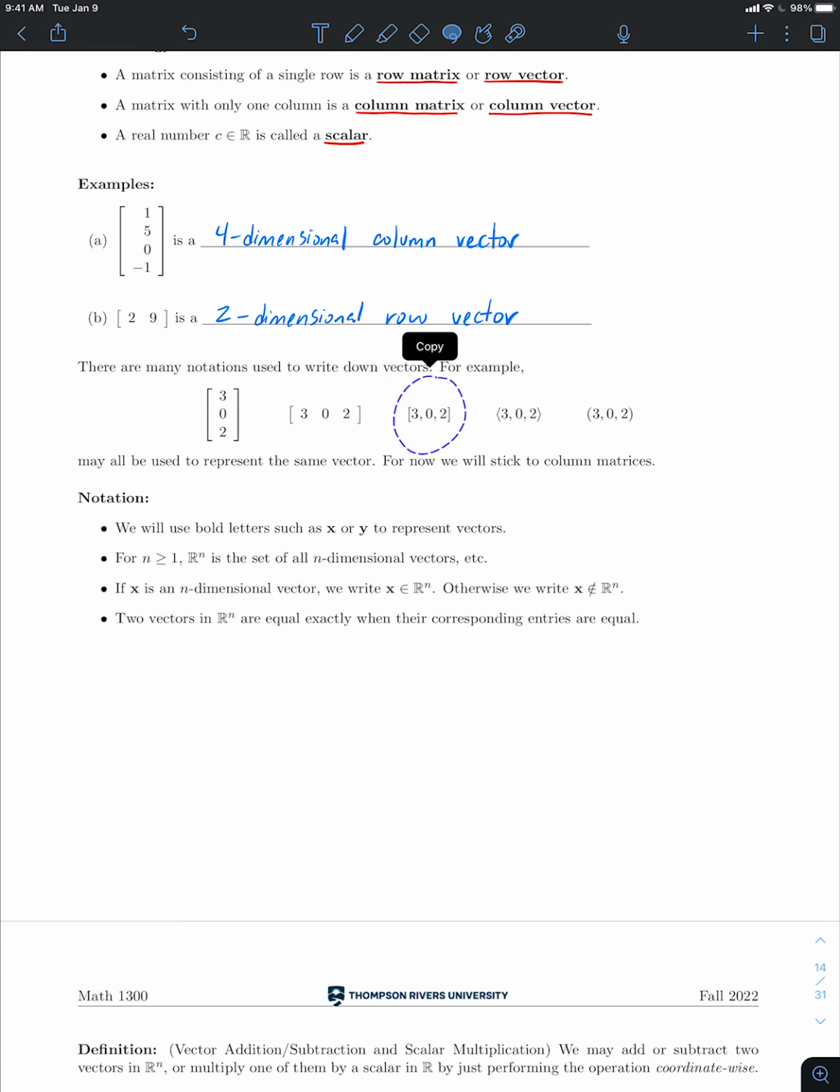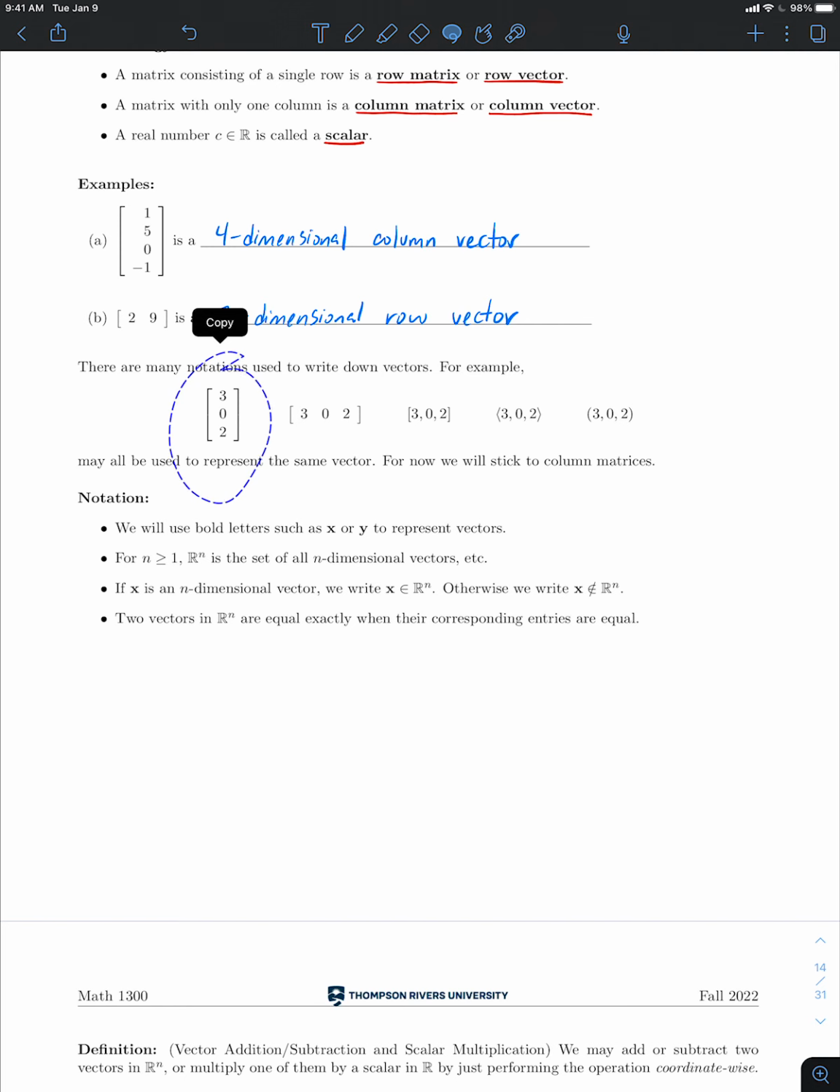Now the next question is, do you have to use square brackets? There's no reason why you should have to use square brackets. Why not use angle brackets here? Or here we've got round brackets. You'll see a variety of notations used to represent vectors. As this comment says right here, for now we'll stick to column matrices.